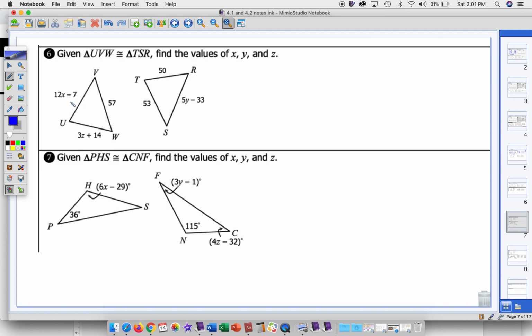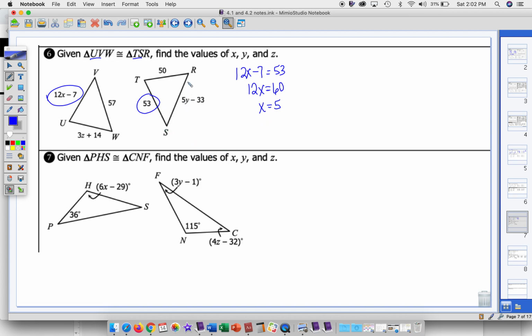Okay, let's try this one. Now we have some algebraic expressions. So again, I'm just going to look at this statement. That's the best way to go because again, these triangles could be flipped around or rotated. So let's see. I have an expression for UV and UV corresponds to TS. So that means that 12x minus 7 is equal to 53, which means 12x is equal to 60, and x is equal to 5.